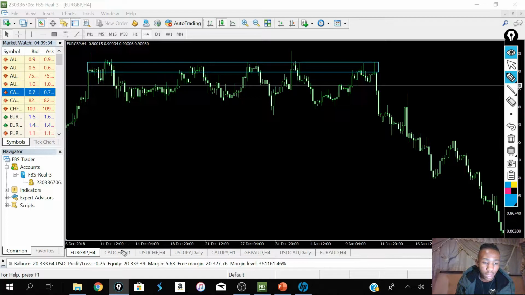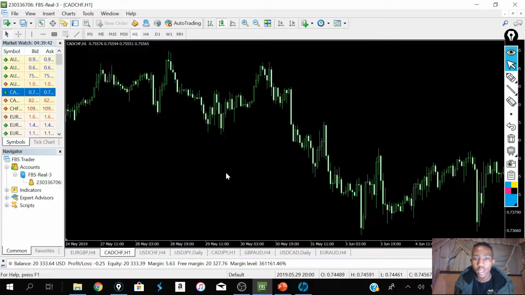Secondly, we have here CAD Swiss franc. I want to do a lot of charts with you guys because I want you to be able to identify support and resistance very easily. So okay, secondly here we have what? We have a resistance right here.